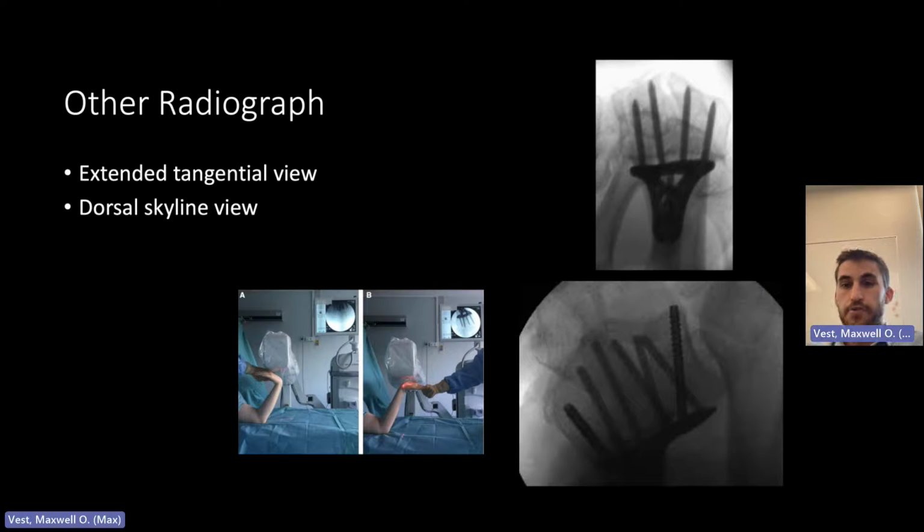Some other radiographs that we use, particularly intraoperatively, are the extended tangential view and the dorsal skyline view demonstrated in A and B. And these can show you a couple important things, including you want to make sure that no screws are in the DRUJ, and you can see that here on this extended tangential view. And then you can also see dorsal penetration into the floor of the second compartment here, Lister's tubercle, and then in the third and fourth compartment here.